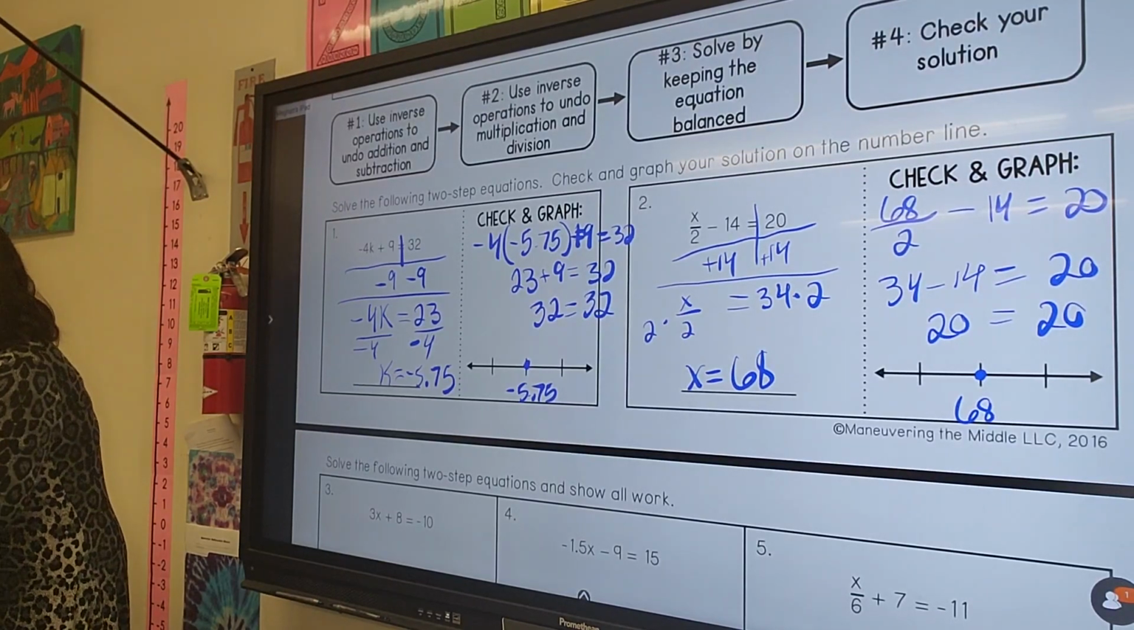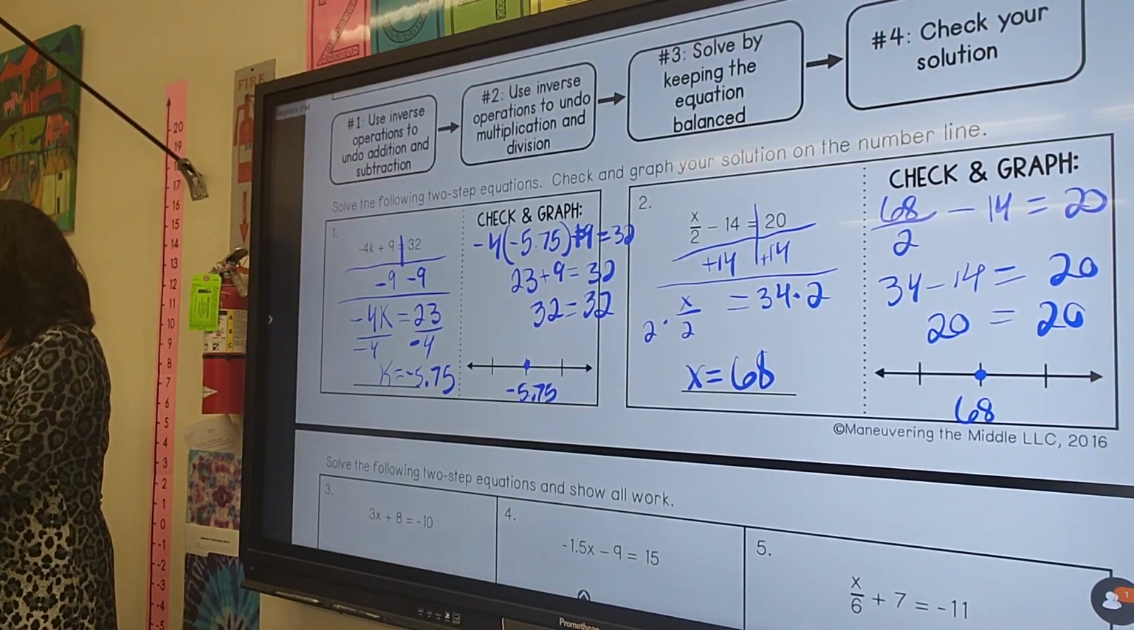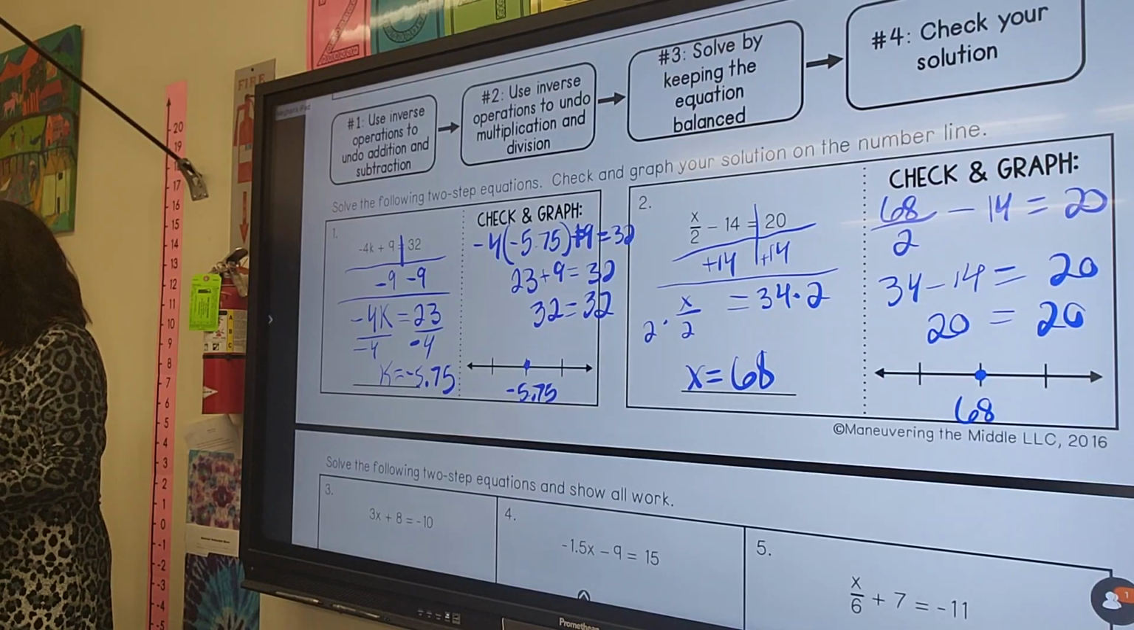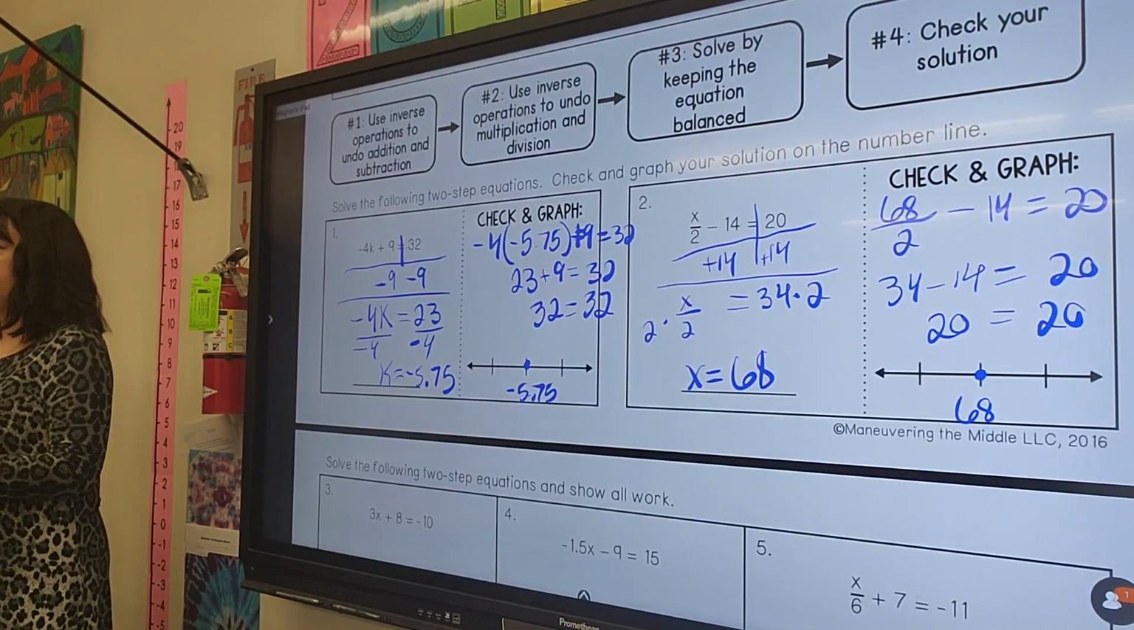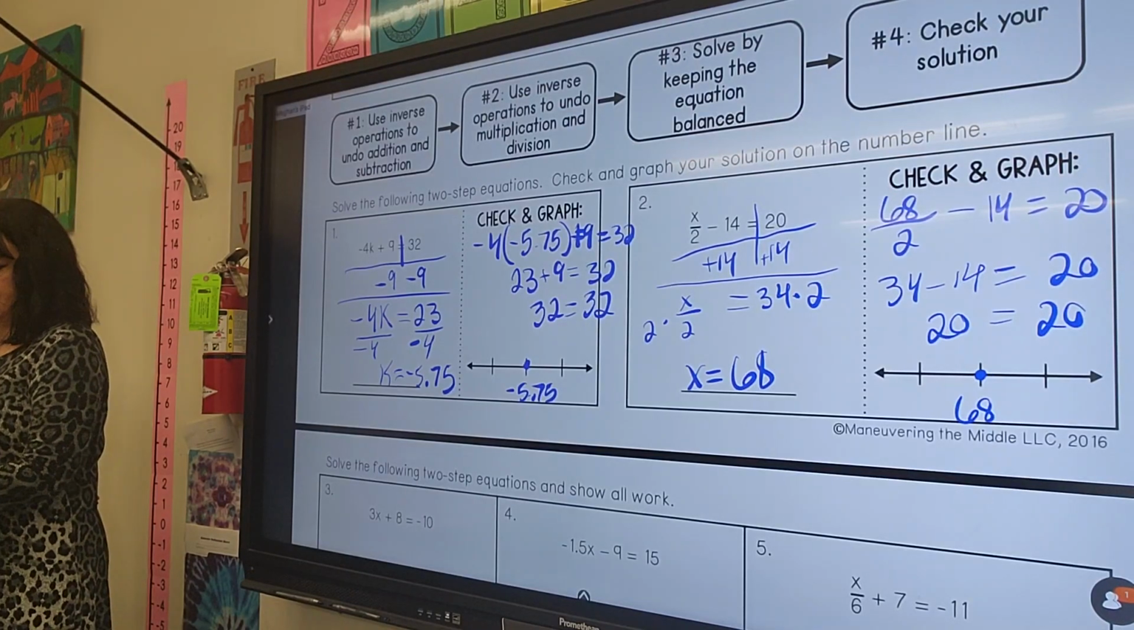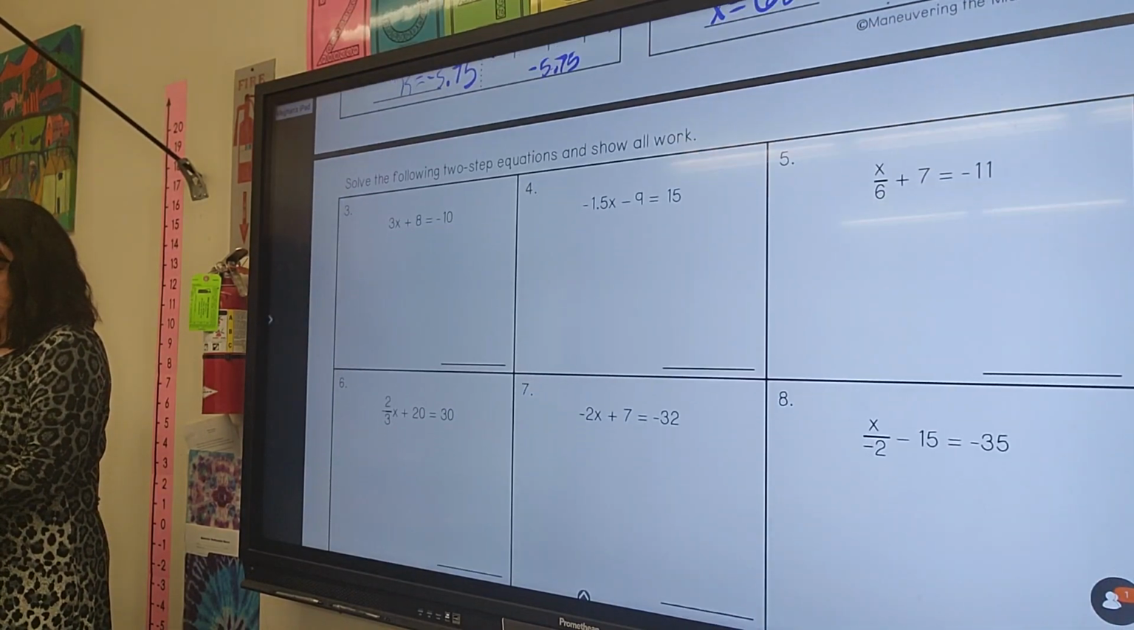We should do all of them. On the back? Yeah, we're going to flip over to the back. Are you guys ready for me to move the screen here? Okay. So we have more practice on the back.